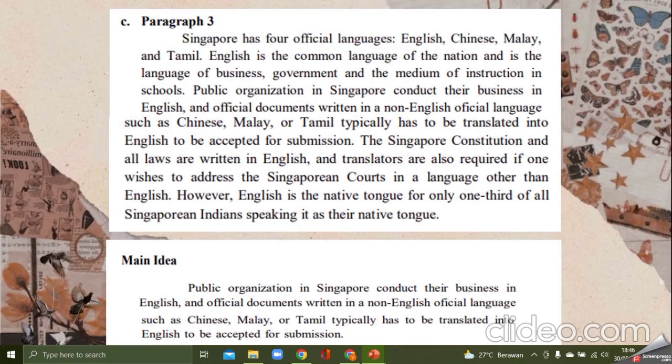Paragraph 3. Singapore has 4 official languages: English, Chinese, Malay, and Tamil. English is the common language of the nation and is the language of business, government, and the medium of instruction in schools. Public organizations in Singapore conduct their business in English, and an official document written in a non-English official language such as Chinese, Malay, or Tamil typically has to be translated into English to be accepted.